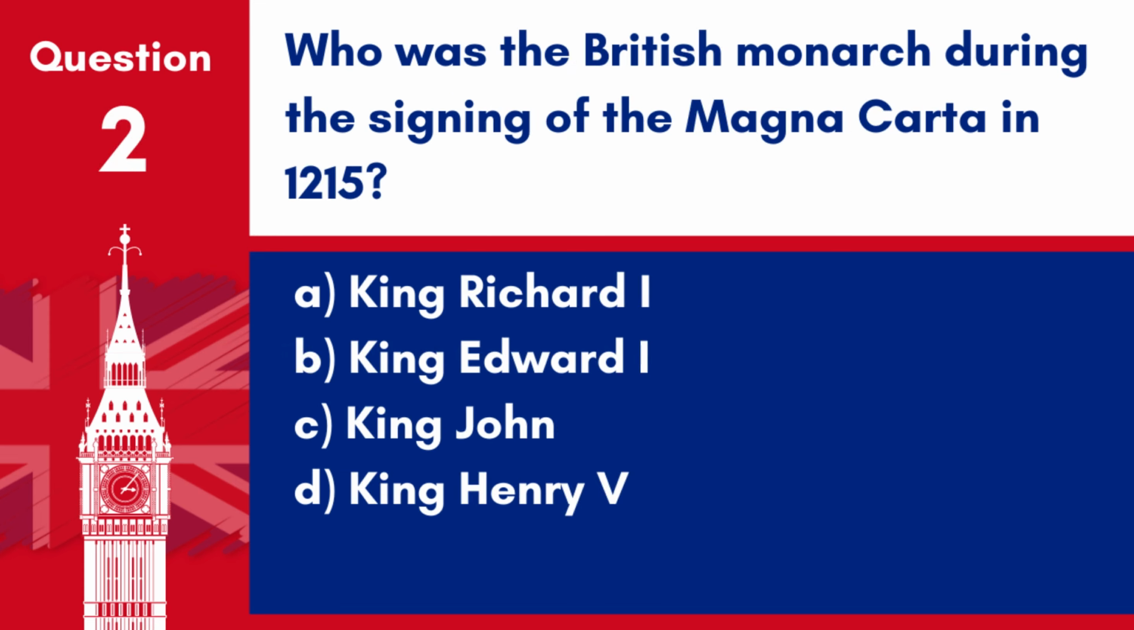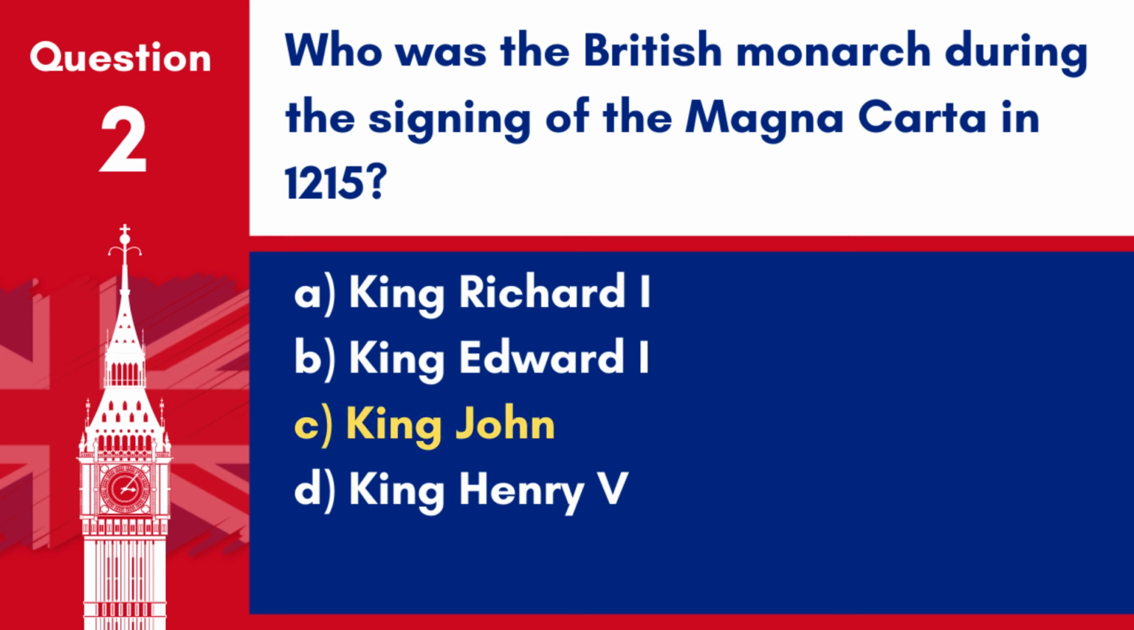Question 2. Who was the British monarch during the signing of the Magna Carta in 1215? A. King Richard I. B. King Edward I. C. King John. D. King Henry V.